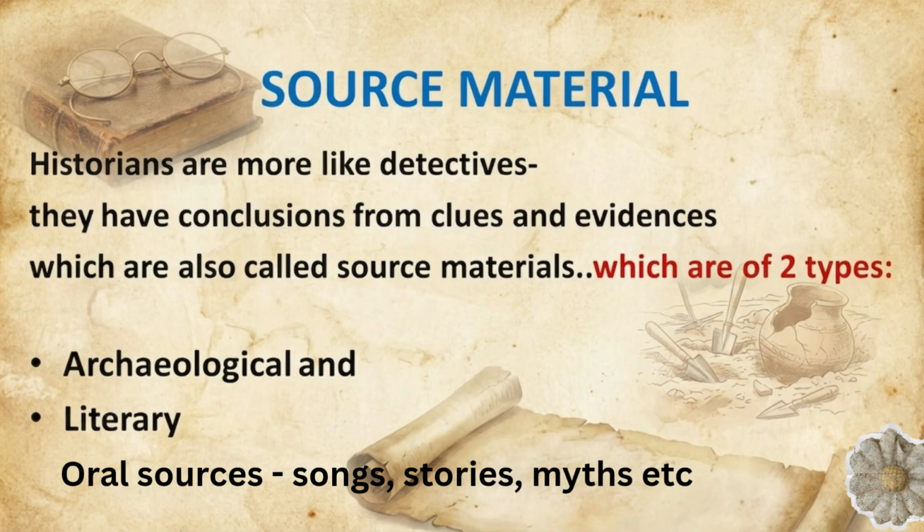Historians are more like detectives. They draw conclusions from clues and evidences, which are also called source materials. We can learn about the events of the past from many sources. There are literary, archaeological, and oral sources. Mainly, the source materials are of two types, archaeological and literary. But there are also oral sources from where we can know about the past, for example stories, songs, and myths.